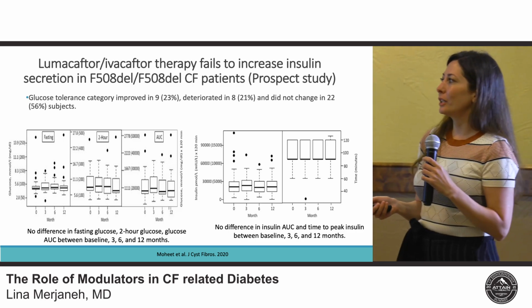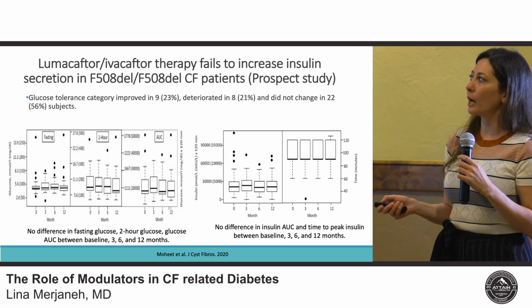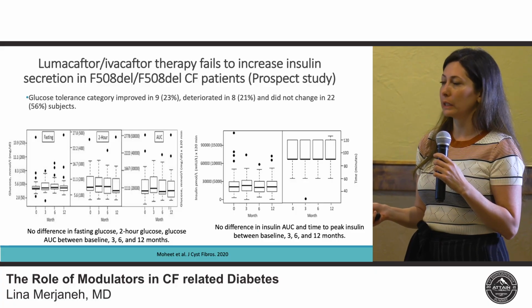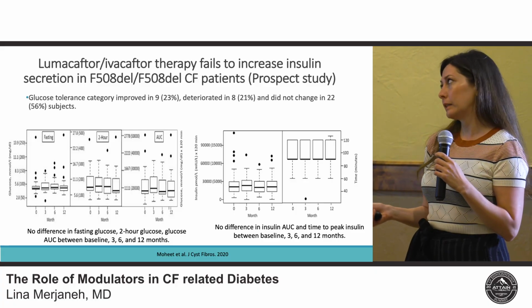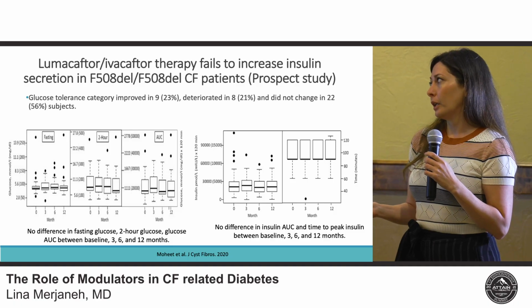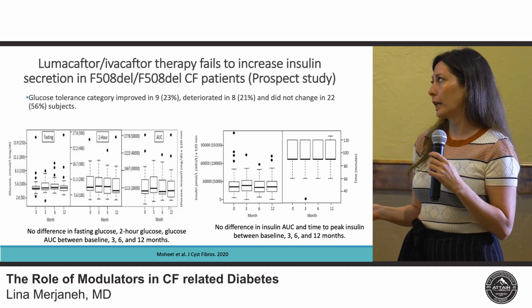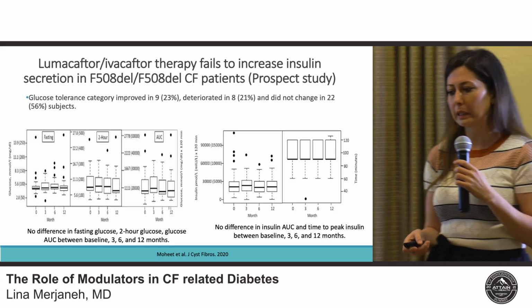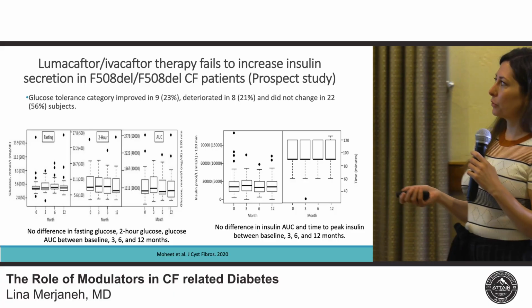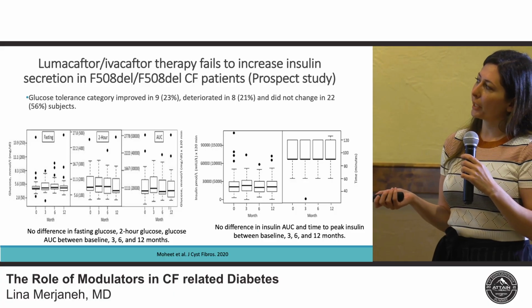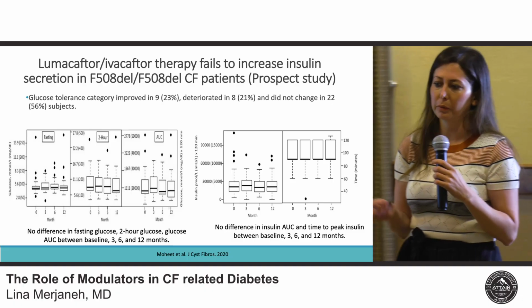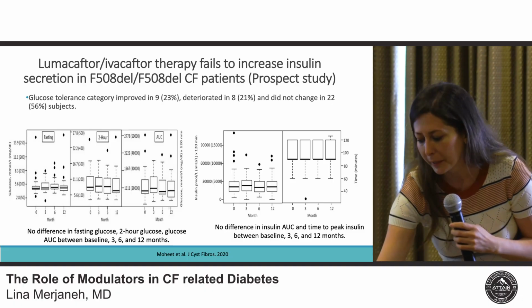When they looked at fasting glucose, 2-hour glucose, and area under the curve glucose, they found no difference from before to 3, 6, and 12 months of therapy. Similarly with insulin secretion and time to peak insulin, there was no difference from before to after treatment. This was not very unexpected because Orkambi has limited effect on CFTR activity, so that could explain why.